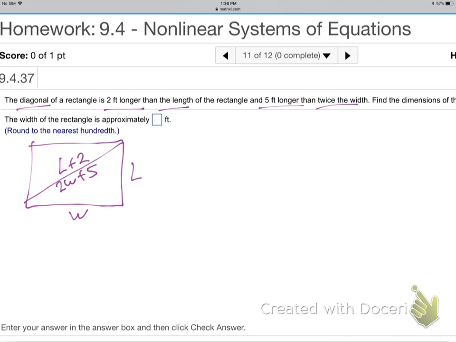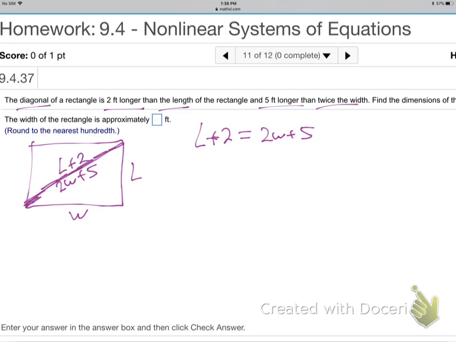So in other words, they're telling me how long this diagonal is in 2 different ways. They're saying it's L plus 2, or it's 2W plus 5. So those two things must be equal, because they're both the diagonal. They're just 2 different ways of saying the diagonal. Kind of weird. I don't remember this one. Get a measuring tape and measure it. We good to that? Those have to be equal.